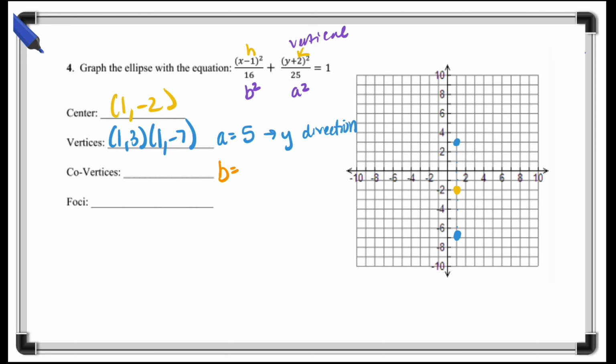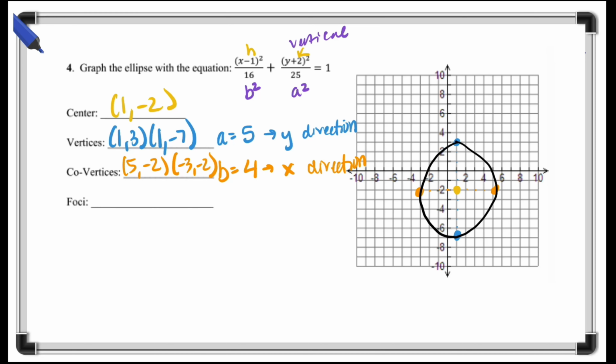Now your co-vertices, like your minor axis. So that's b. So if b squared is 16, b is going to be 4, and that's going to be in the x direction. So we're going 4 units to the right. 1, 2, 3, 4, and to the left. 1, 2, 3, 4. So your co-vertices are (5, -2) and (-3, -2). So we can draw our ellipse right there.